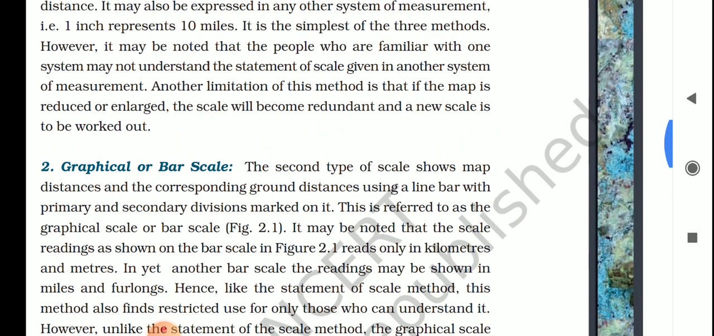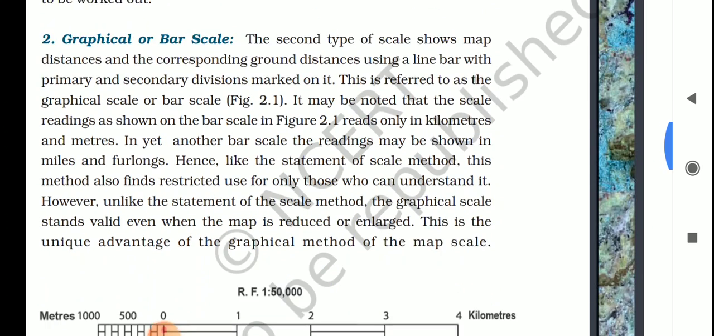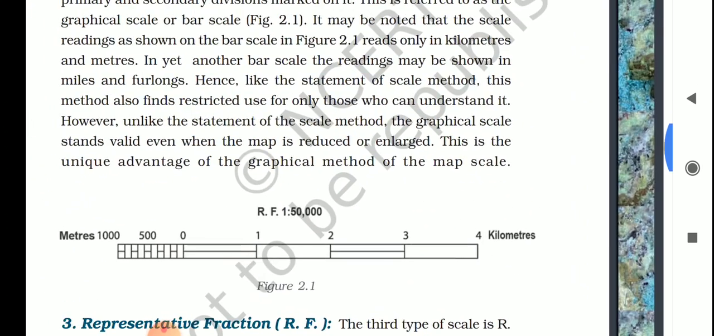And then we have the graphical or bar scale. In the graphical or bar scale, students, we represent it in a different way. If we talk about the advantage, it is valid even during enlargement or reduction of maps. And graphical scale is easy to construct, and we can measure actual distance through this scale, so it is easily understood.